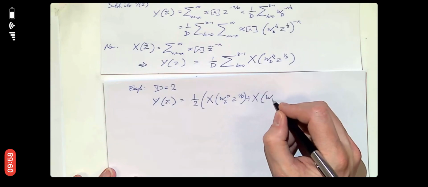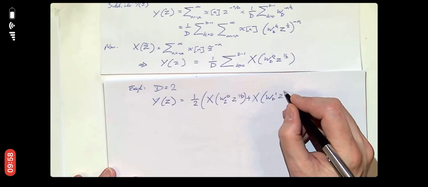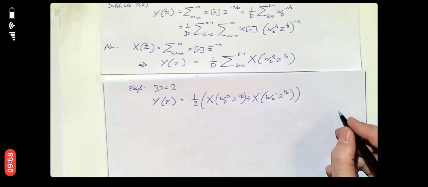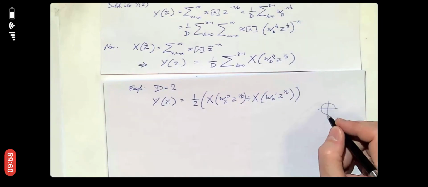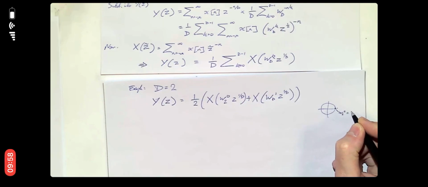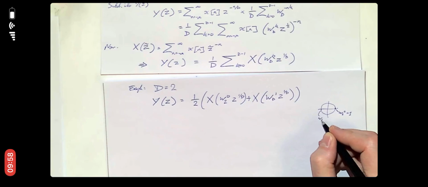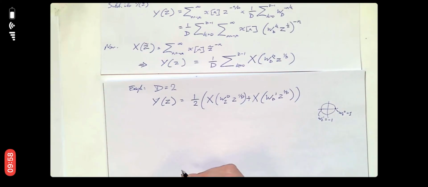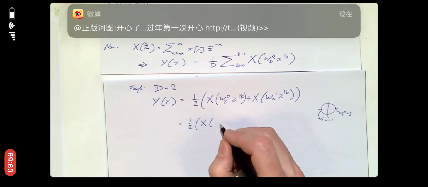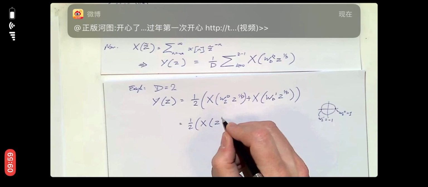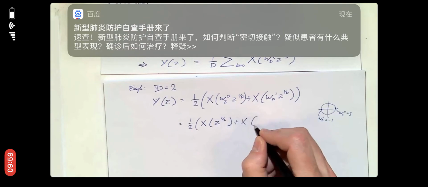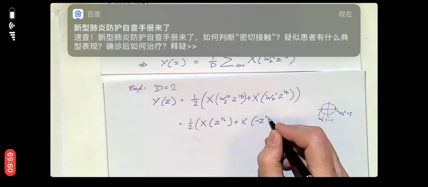Plus x of... Let's think about what our twiddle factors are like. w2 to the 0 is equal to 1, and w2 to the 1 is equal to minus 1. So actually this is a half of x of z to the half, plus x of minus z to the half.